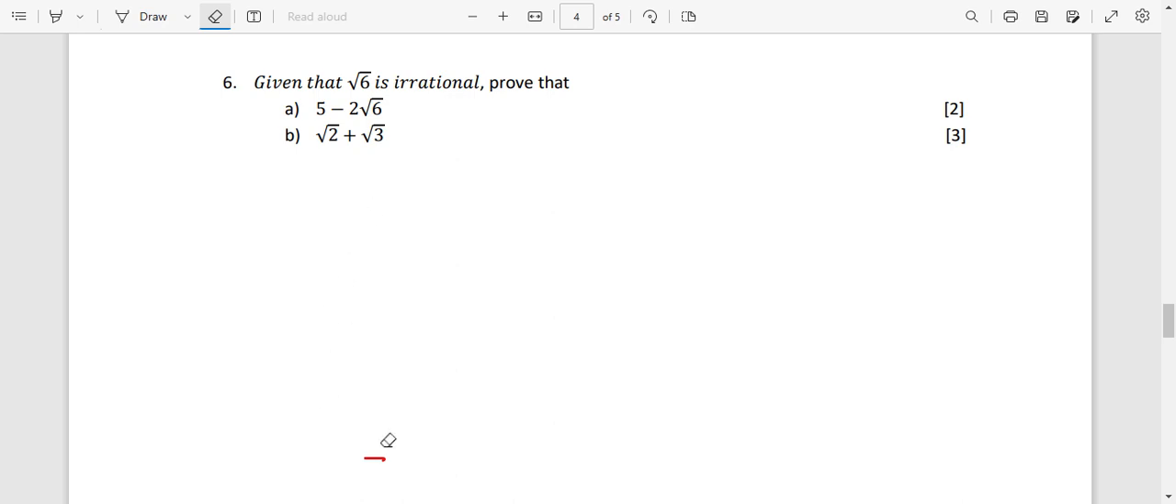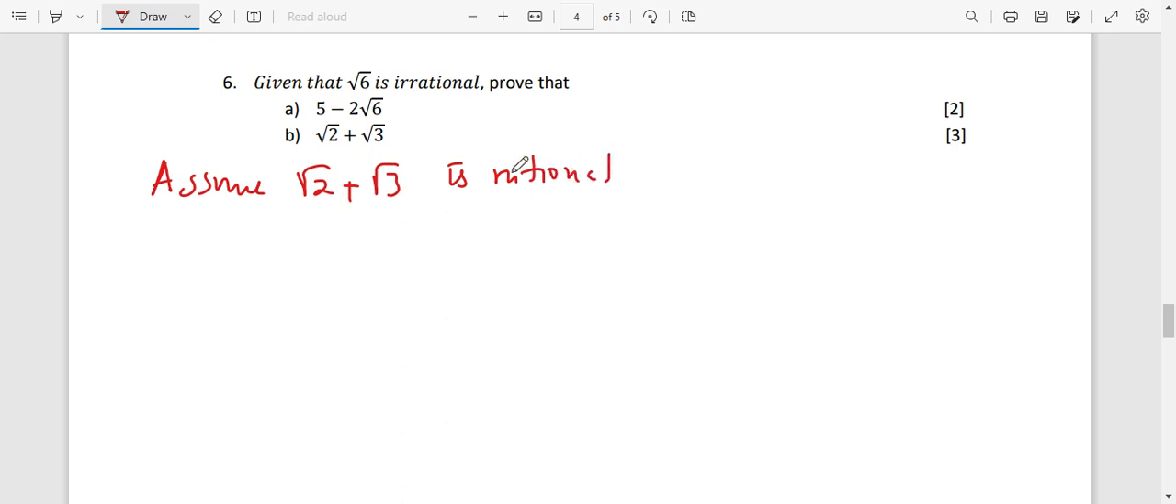We also want to show that square root of 2 plus square root of 3 is irrational, given that square root of 6 is irrational. Also assume square root of 2 plus square root of 3 is rational. Since it is rational, then that means the square root of 2 plus the square root of 3 can be written in the form a over b, where a and b are integers. b is not equal to 0.